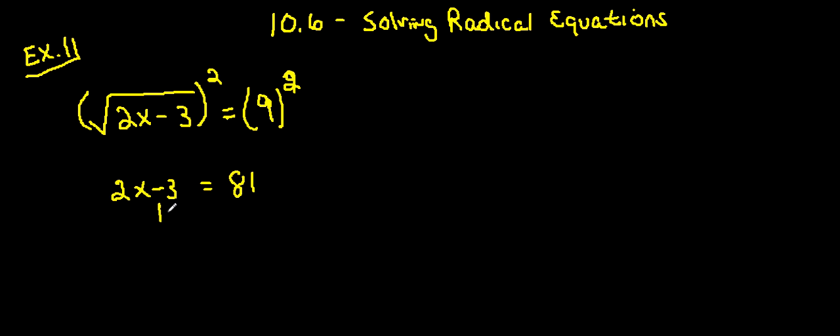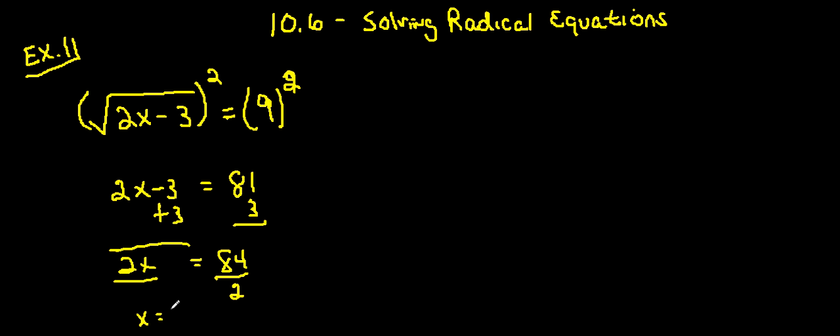Now I can solve for x. This is the easy part. Once I get here, add 3 to both sides. I get 2x equals 84. And then remember, we divide by 2. So therefore x equals 42.